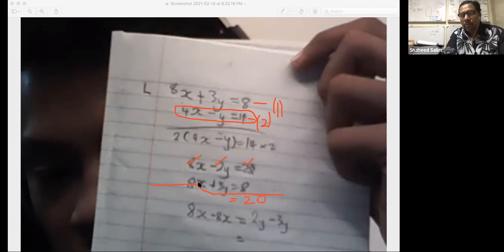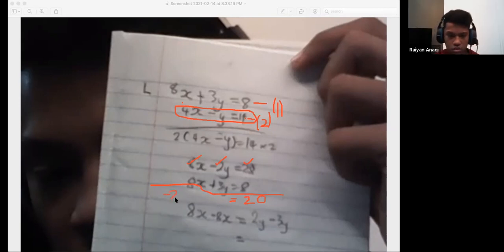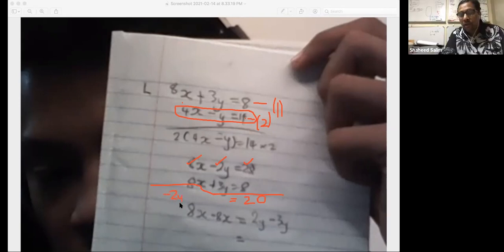At x, 8x minus 8x. What's the answer? 0. Minus 2y minus 3y. Minus 2y. Now I write it down because this one might be a little bit confusing. So I write it down: minus 2y minus plus 3y, right? Plus and minus become minus.